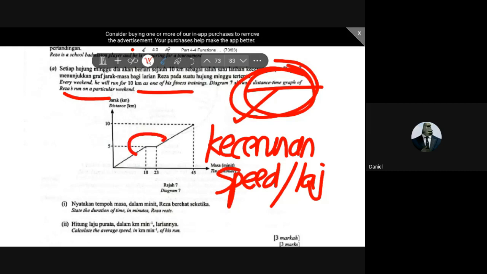So saya nak tanya, kalau graf tu mendatar, if it has a horizontal straight line, adakah pergerakan ini berlaku tak? Is there motion over here? No, very good. Because gradient tu kosong. Yes, good Tanush, pegun, stationary. Kalau kecerunan kosong, maksud tak ada laju, sebab kecerunan tu mewakili laju. The gradient represents speed. So gradient 0, speed 0. That's how it works. Okay, I feel nothing else to ask here. We go to the question.